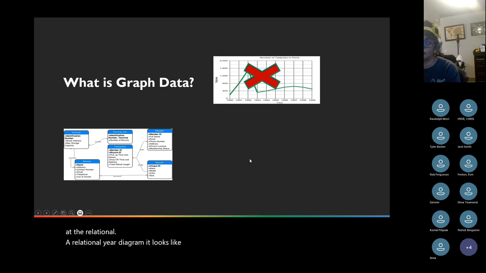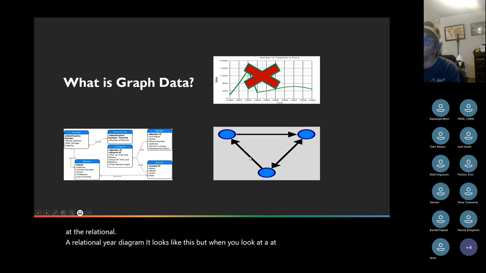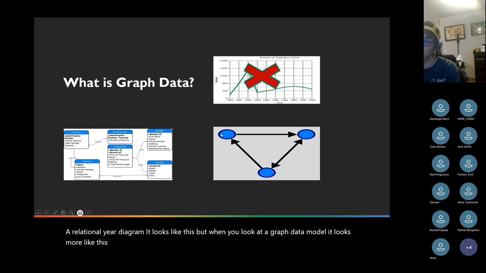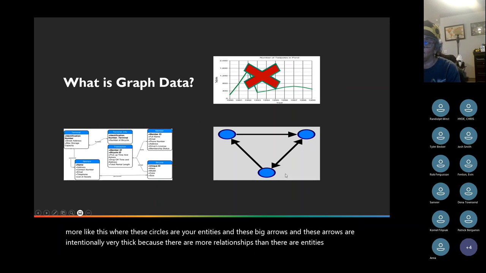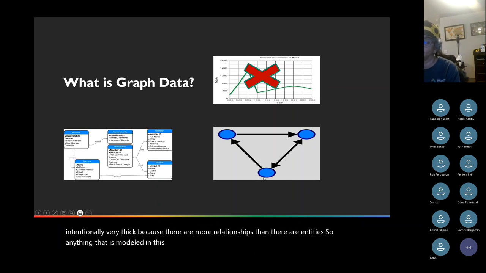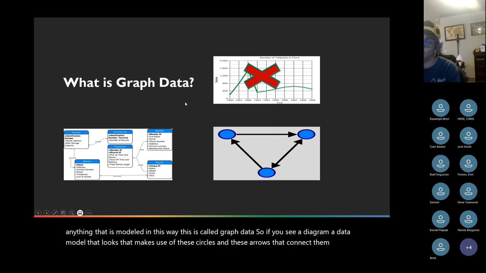But when you look at a graph data model, it looks more like this, where these circles are your entities and these big arrows are intentionally very thick because there are more relationships than there are entities. So anything that is modeled in this way is called graph data. If you see a data model that makes use of these circles and these arrows that connect them, that is essentially what we call graph data.